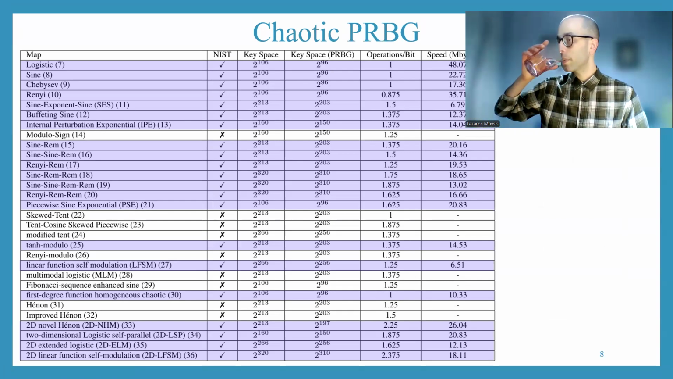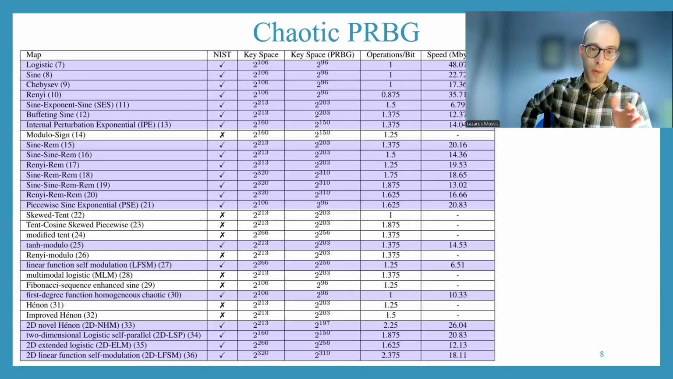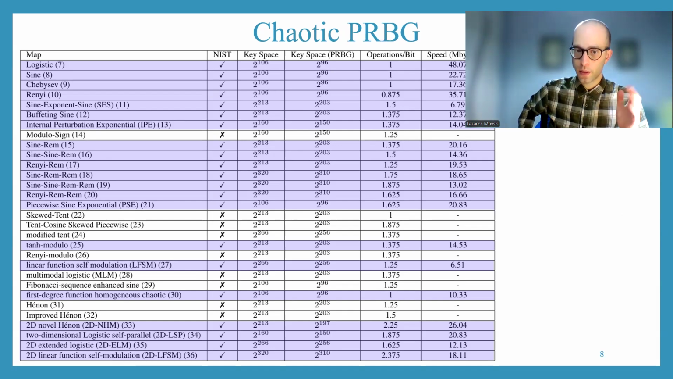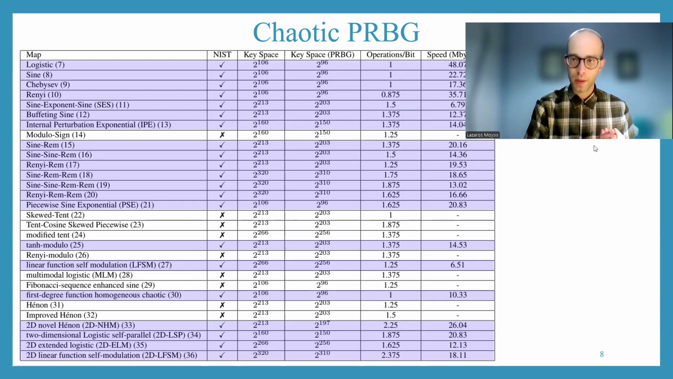Why do we have good results? Because, well, as you see right here, with blue, I have denoted all of the maps that passed the statistical tests, okay, the NIST tests. And you see that almost all the maps, with very, very few exceptions, managed to pass the statistical tests. Okay, this is a very positive result because basically it tells us that this chaotic PRBG can be generally very, very efficient under many different chaotic maps. So this is the first very good result.